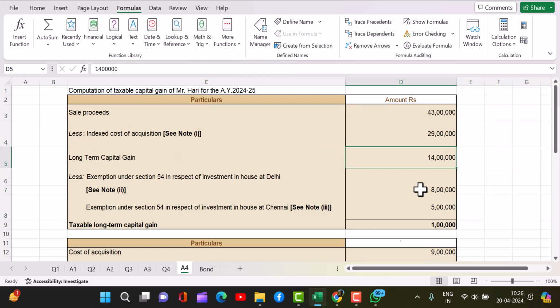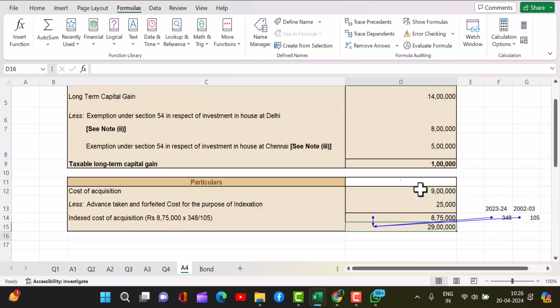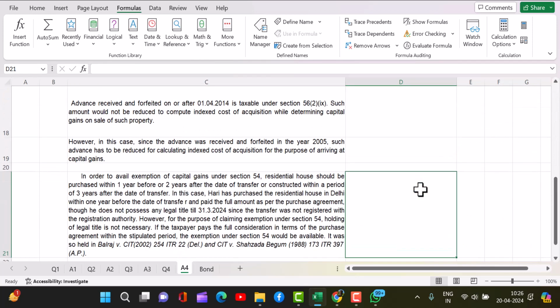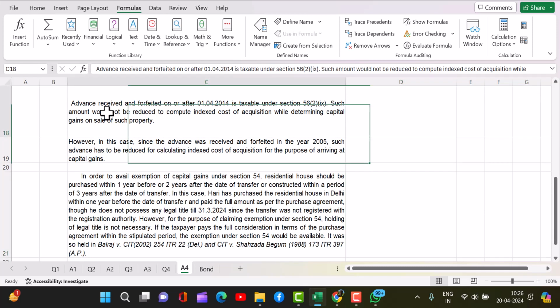Is that okay? Then he has purchased two houses, one for 8 lakhs in Delhi, the second house for 5 lakhs in Chennai. So he can buy two houses since his capital gain is below 2 crores. So that means the long-term capital gain now will be 1 lakh. Okay. So just read this, Kishore.